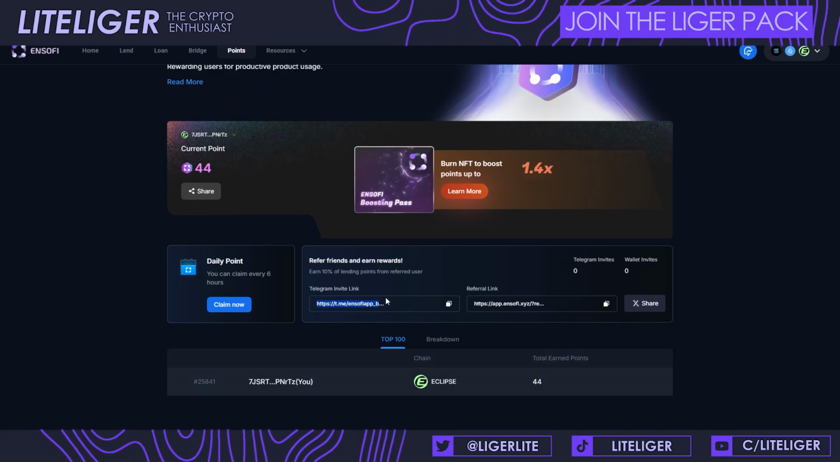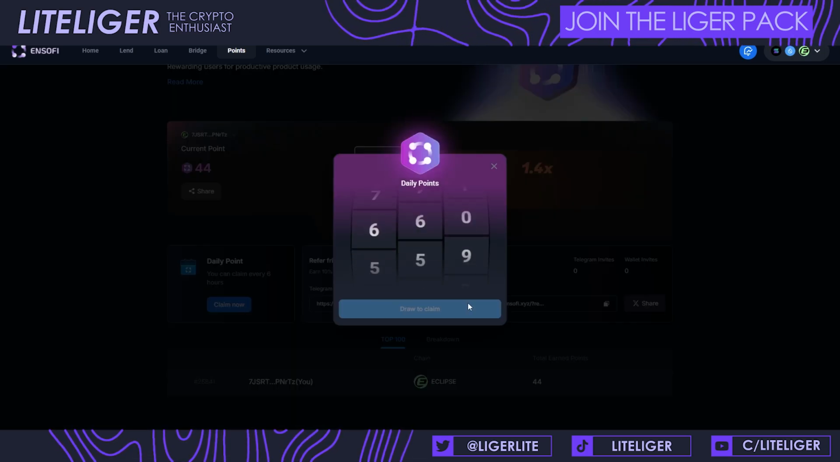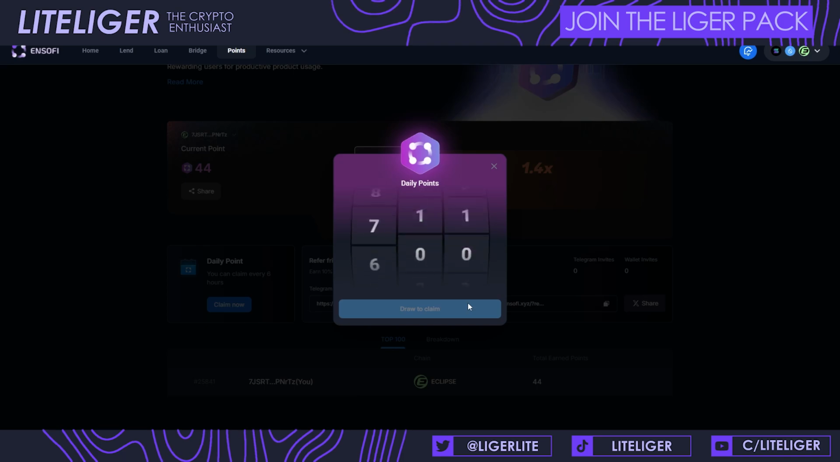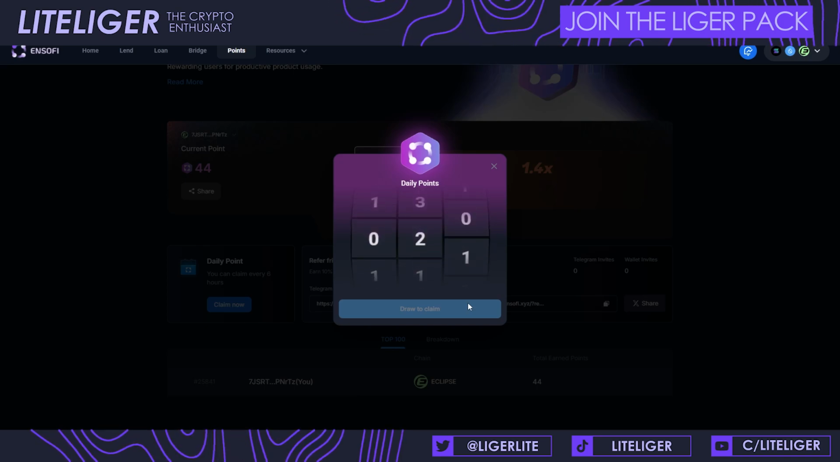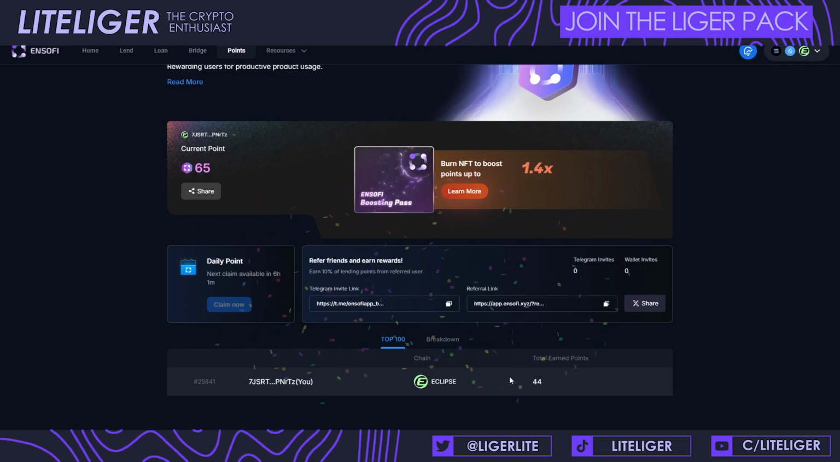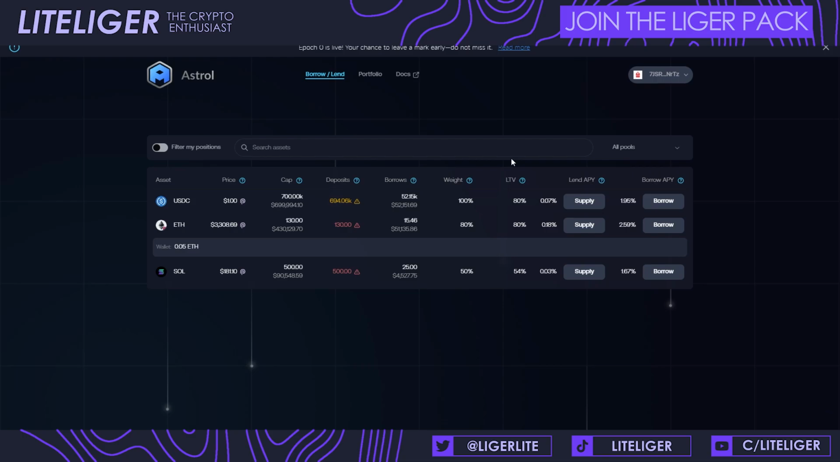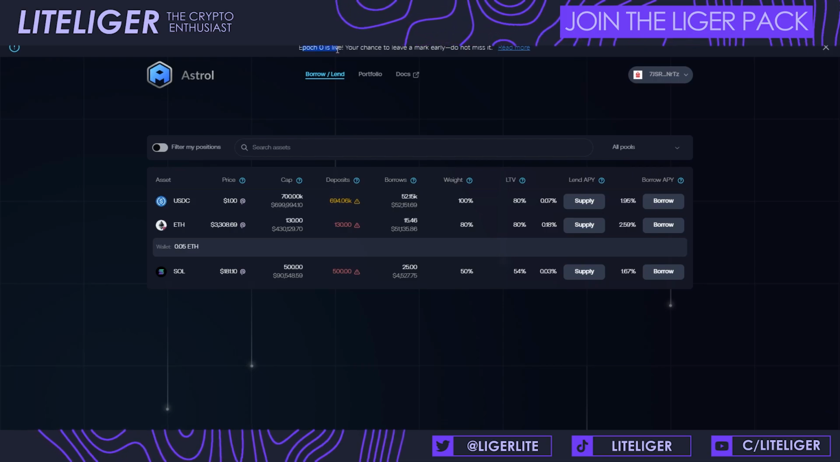They seem to have a Telegram thing. I have no idea what that is, but there's also a daily claim that you can do. So in case you're not going to be doing any liquidity here or any options, you can claim every day to get free points on their system. So that's pretty cool. Then there's another lending protocol known as Astral, which is on Epoch 0.